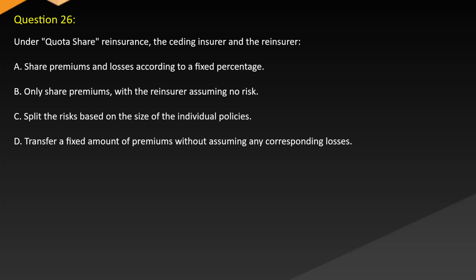Question 26. Under quota share reinsurance, the ceding insurer and the reinsurer: A. Share premiums and losses according to a fixed percentage. B. Only share premiums with the reinsurer assuming no risk. C. Split the risks based on the size of the individual policies. D. Transfer a fixed amount of premiums without assuming any corresponding losses.